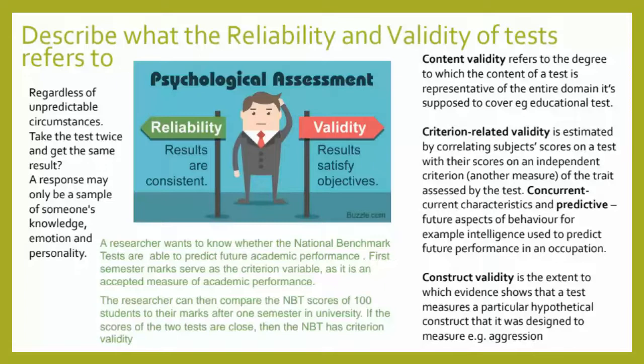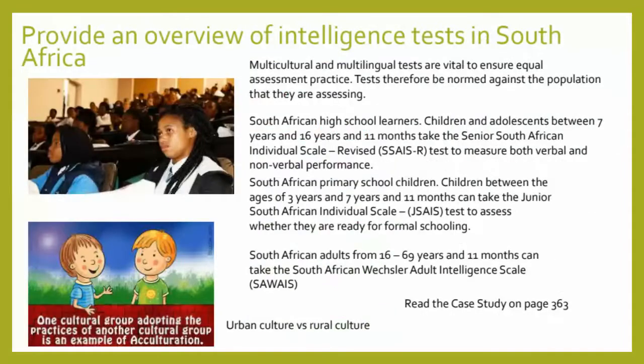Now the next part of our learning outline wanted us to look at intelligence testing in South Africa. We spoke about populations and standardizing to populations. Therefore, it's very important that all tests are normed against the population they're assessing. It's important to make sure that our tests take into consideration multicultural issues as well as multilingual issues in order to ensure that people are being assessed fairly and adequately.